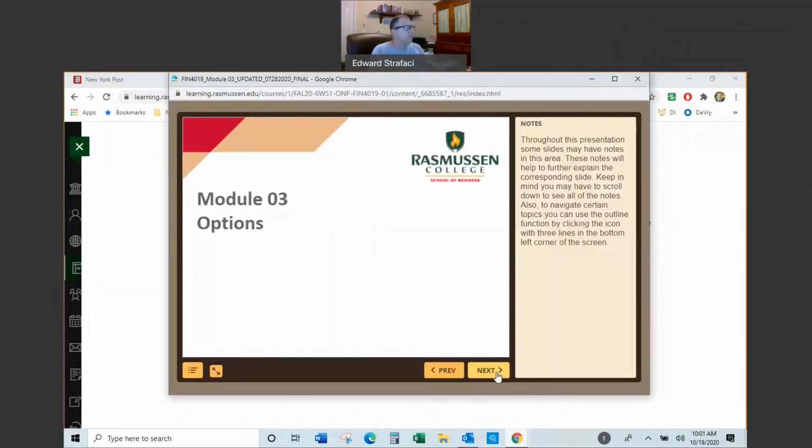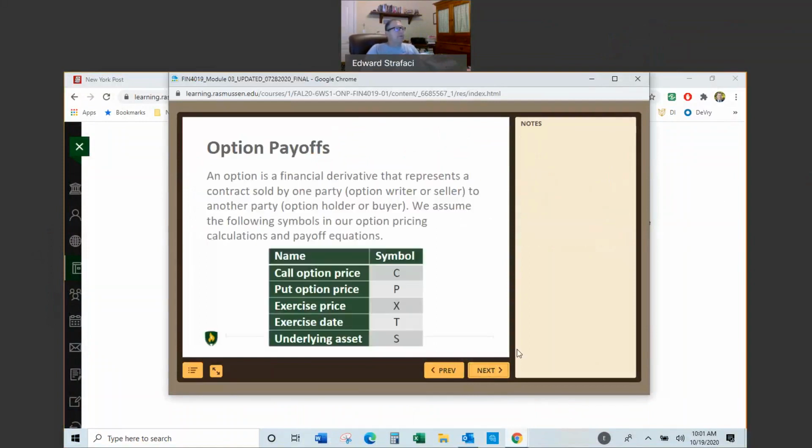So I pulled up the learning module. An option is a derivative. So try to understand what an option is. An option is a derivative. What it means is the price of the option is based on the price of another security. So there are two types of options: call options and put options. Call options are the right to buy a security at a certain point in time at a certain price.